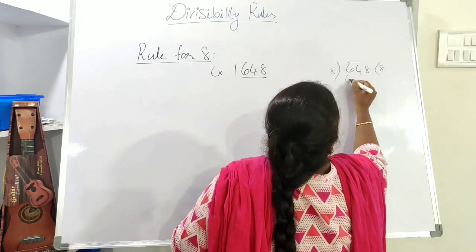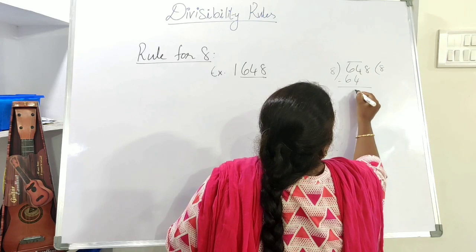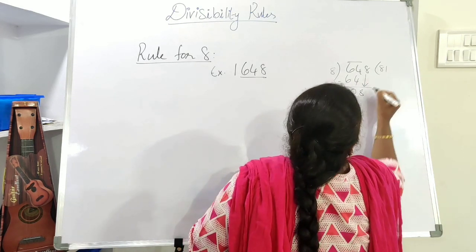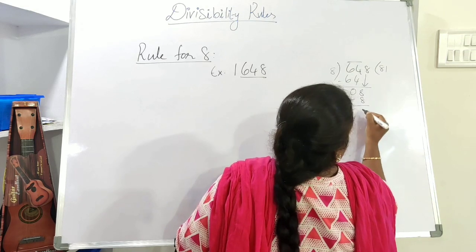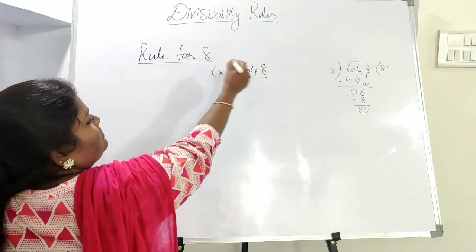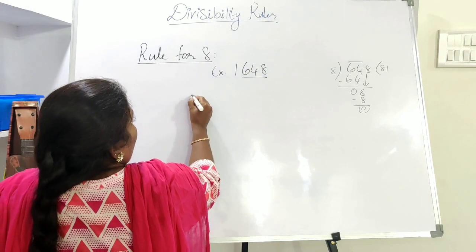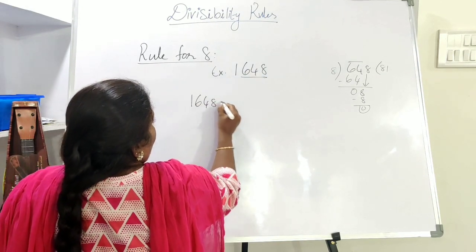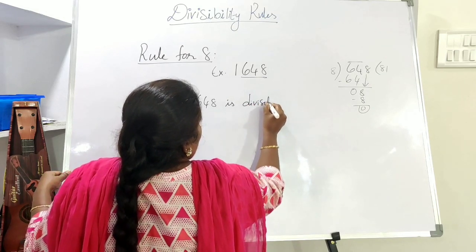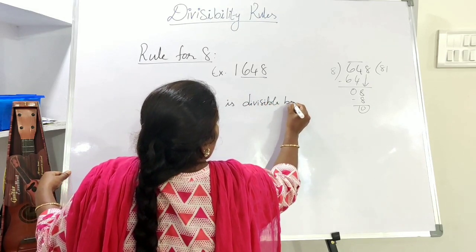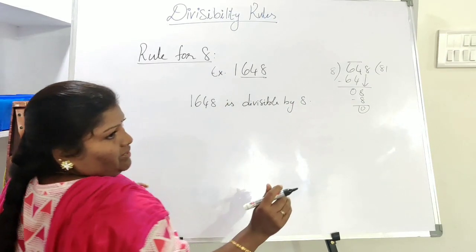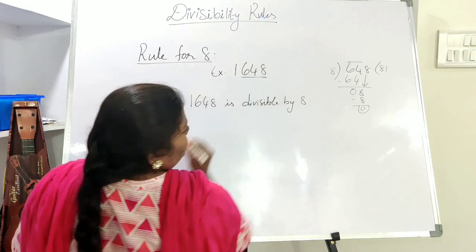8 8s are 64. When you subtract, it is going to be 0. Take 8 down. 8 ones are 8. When you subtract, it is going to get 0. That means the whole number is divisible by 8. So 1648 is divisible by 8. So whichever number is given, you have to check the last 3 digits.